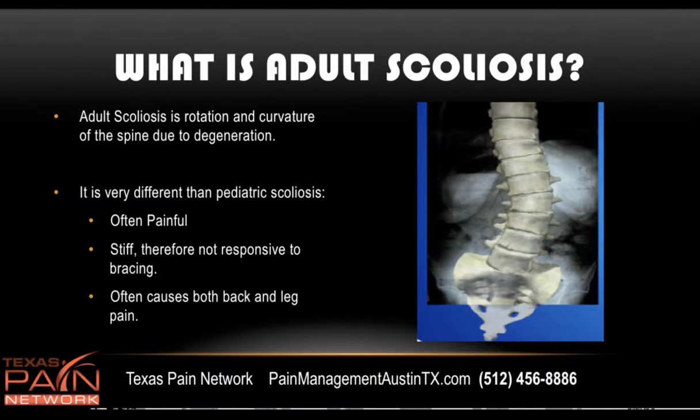Adult scoliosis involves rotation and curvature of the spine due to degeneration. It is very different than pediatric or adolescent scoliosis. It's often painful, it's typically stiff, so it's not responsive to bracing, and it often causes both back and leg pain. Those are very different than younger folks who have flexibility, so they respond to bracing. It's usually not painful in kids, and usually kids don't have back or leg pain.